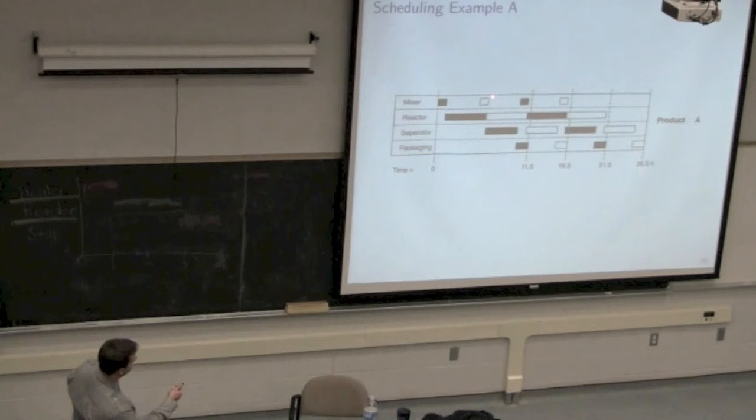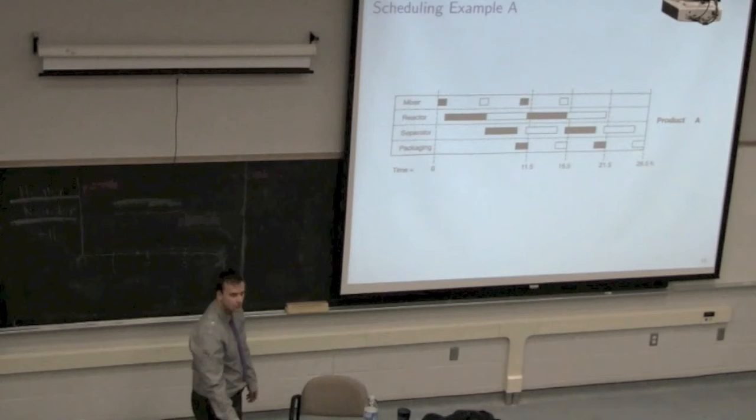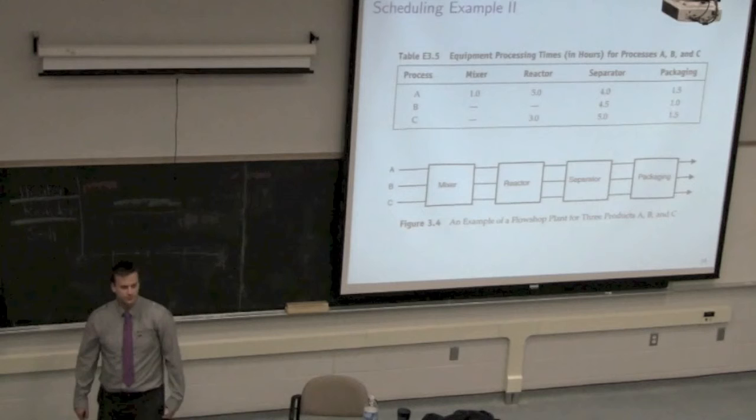Having said that, let's try B. So come up with a schedule now for just B. This one should be a little bit easier. And remember, it only goes through the separator and the packaging, and not the mixer or the reactor.